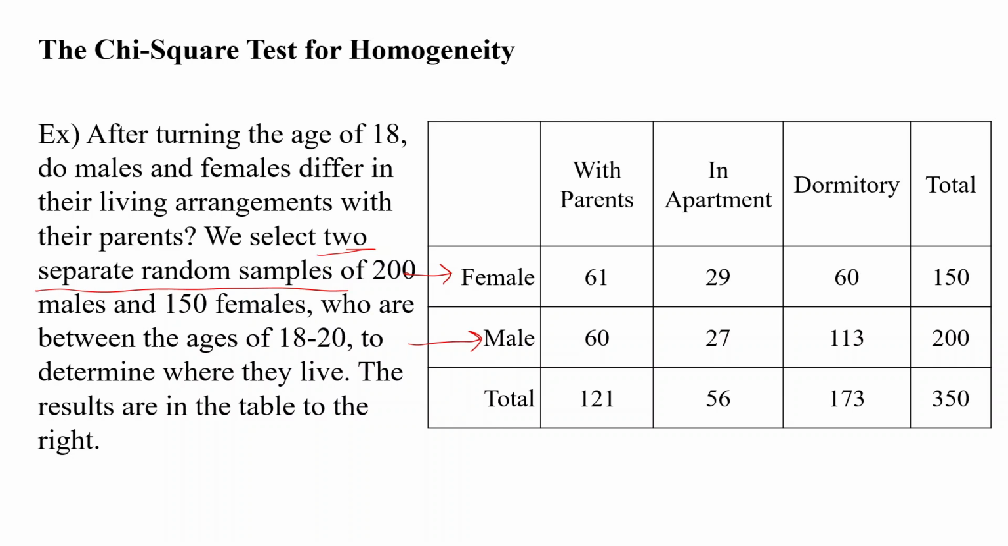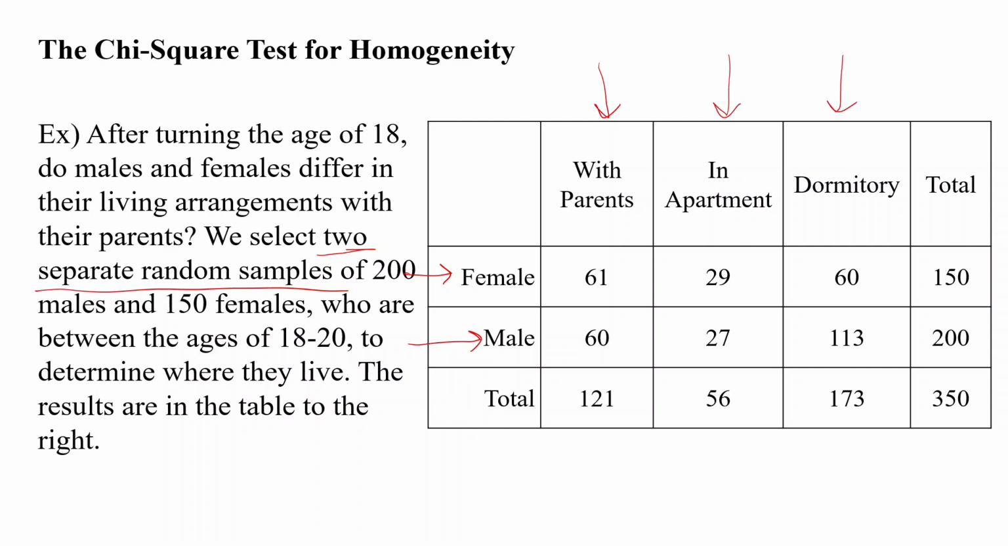So male and female, just two populations, but maybe if we had grade levels, like freshman, sophomore, junior, senior, that would be four separate populations. So however many populations in your problem. And then we look at, in this situation, where they live. So we look at how many males and females live in each of these categories.